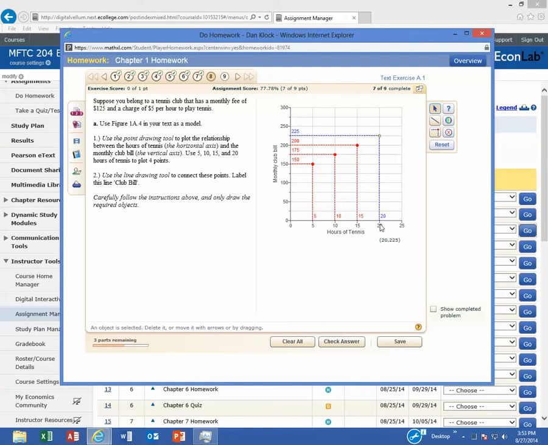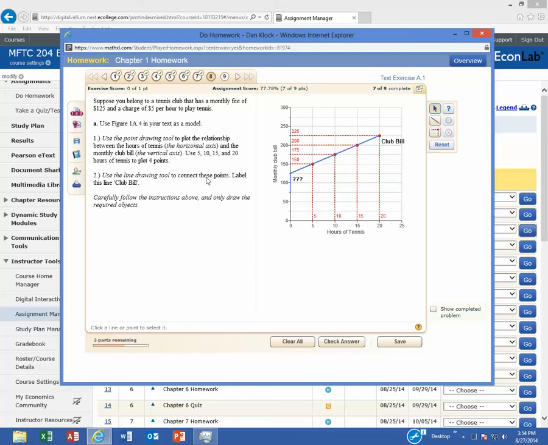20 hours, 20 times $5 per hour would be 100, plus the 125 would be 225. That is correct. So now I'm going to use the line tool to connect these points. Here's my line tool. I'm going to start at 125. Oops, I can't even do it correctly. Nah. Let me start again. I'll show you how to mess things up. I'm drawing there out to here. Great, takes me a couple times. And that's my club bill.